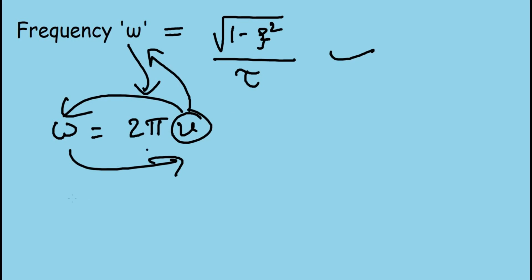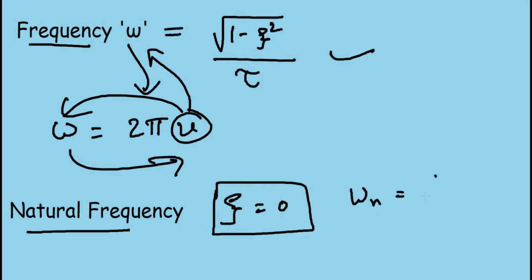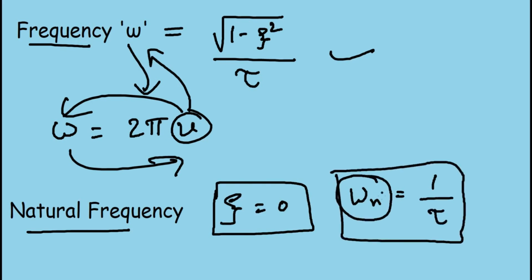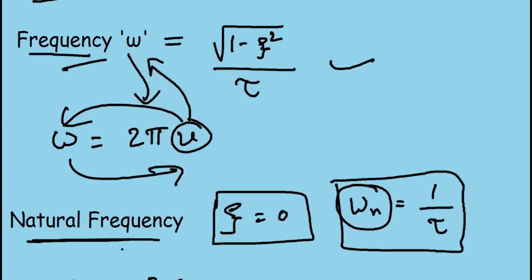This is easy. Next is the natural frequency. Natural frequency is different from this frequency. The natural frequency is the frequency when zeta equals 0. If zeta equals 0, then the frequency is called the natural frequency. It is denoted by omega n and is equal to 1 by tau. So this is again the angular natural frequency. If they ask to calculate the linear frequency, then again I can use omega equals 2 pi nu, here with subscript n because I am talking about natural frequency. I hope it is clear what this frequency and the natural frequency are.